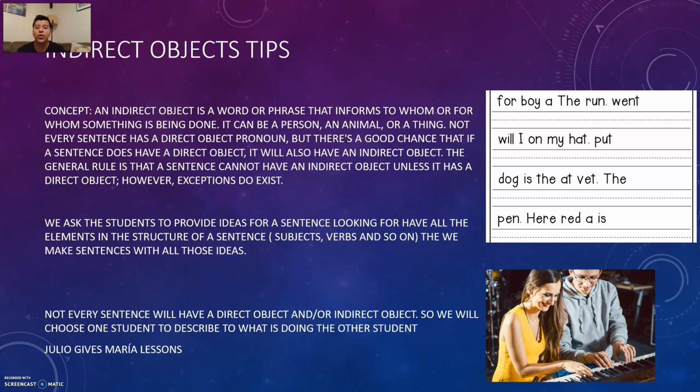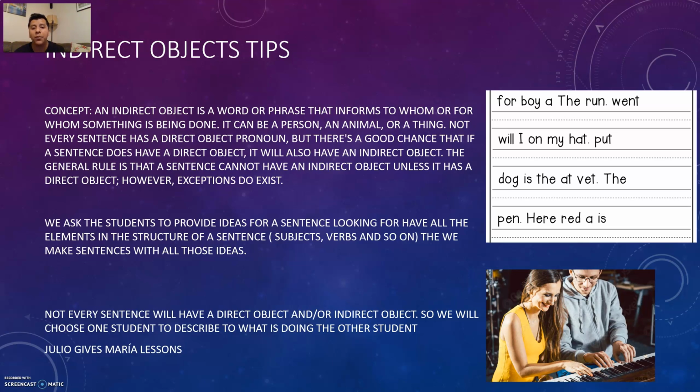Indirect object tips. Here we have a little bit of an introduction to indirect objects. The concept: an indirect object is a word or phrase that informs to whom or for whom something is being done. It can be a person, an animal, or a thing. Not every sentence has a direct object, but there is a good chance that if a sentence does have a direct object, it will also have an indirect object. The general rule is that a sentence cannot have an indirect object unless it has a direct object. However, exceptions do exist.